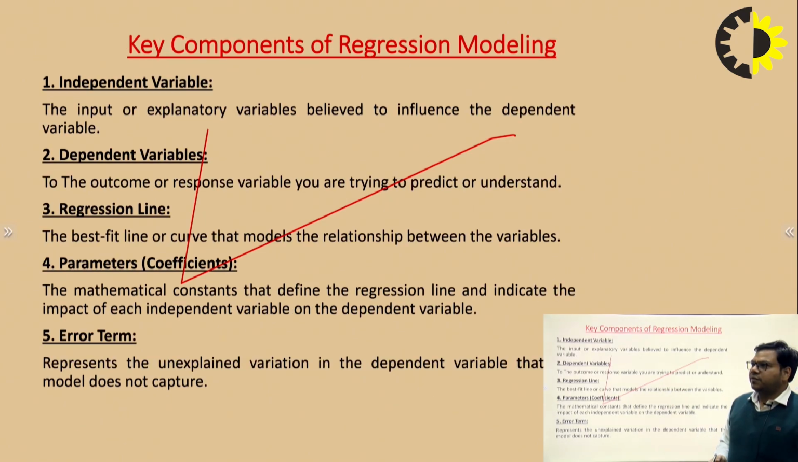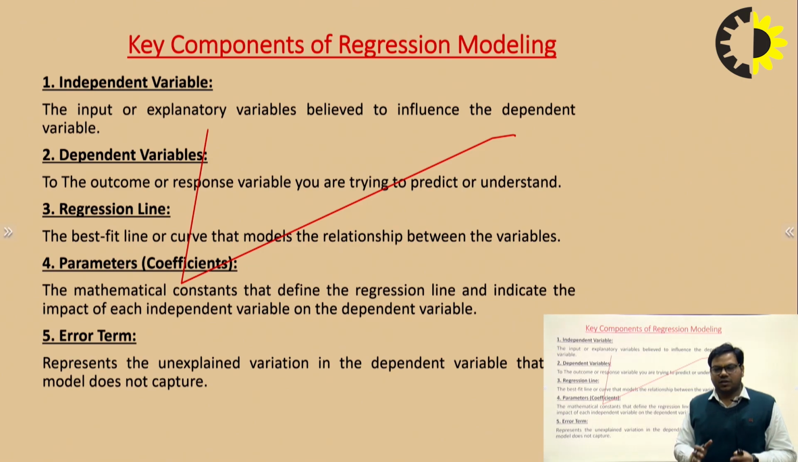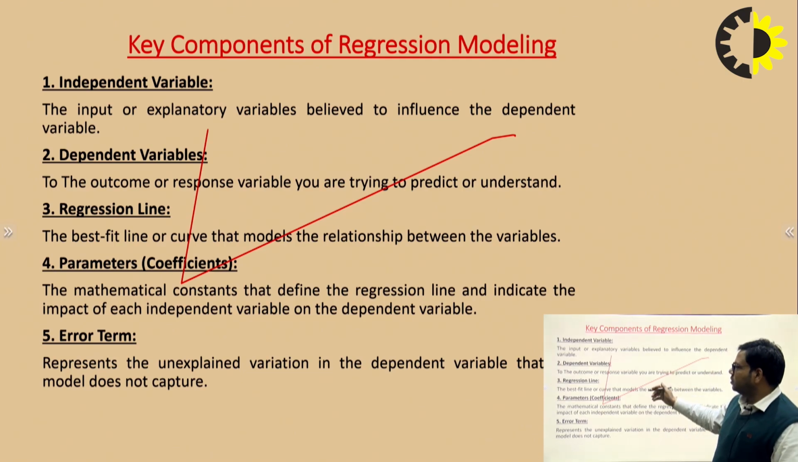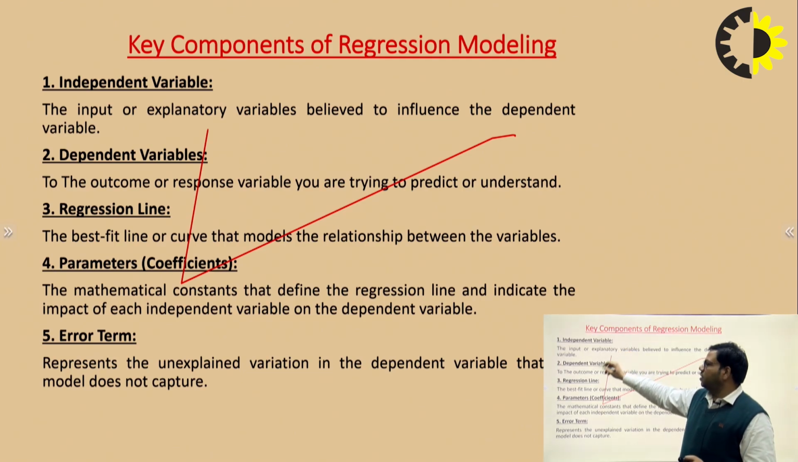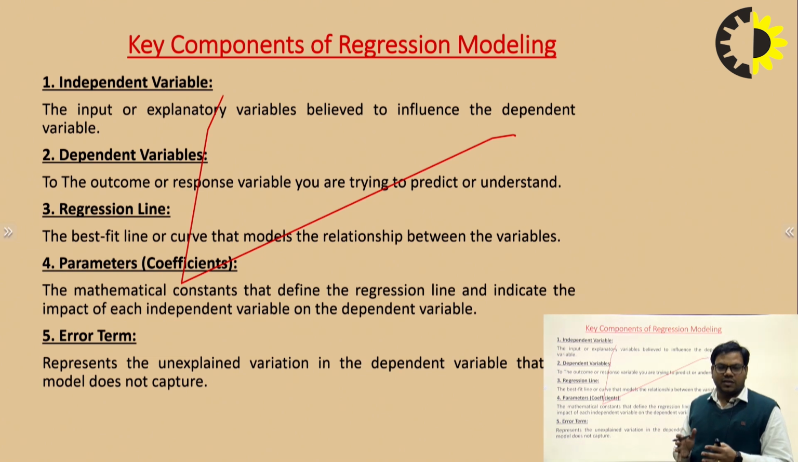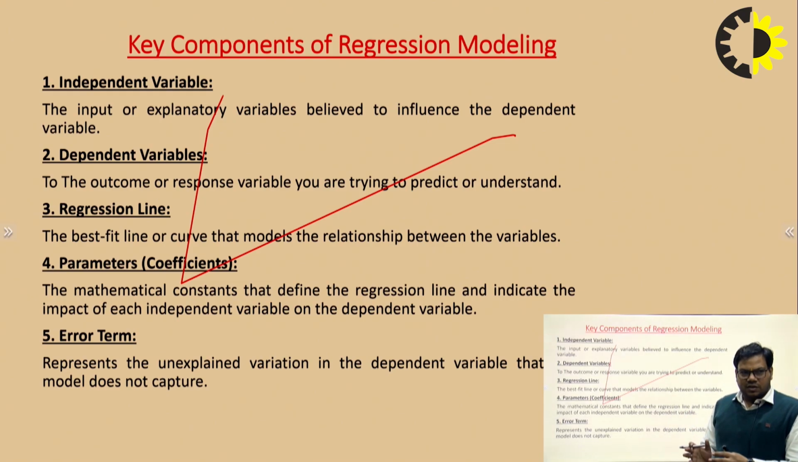Now, the key components of a practical, experimental setup for regression modeling. First, there are independent variables. As I said, all the variables or factors which are going to influence the outcome, my predicted variable, are the independent variables.